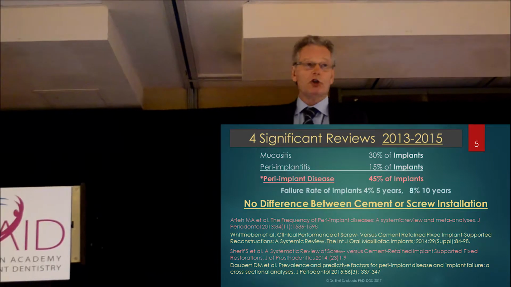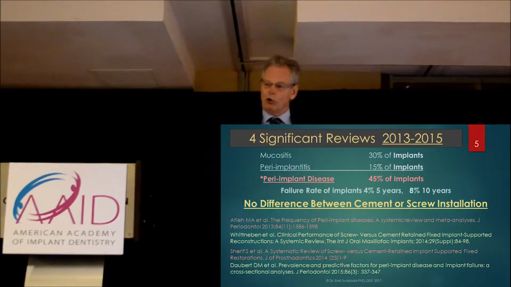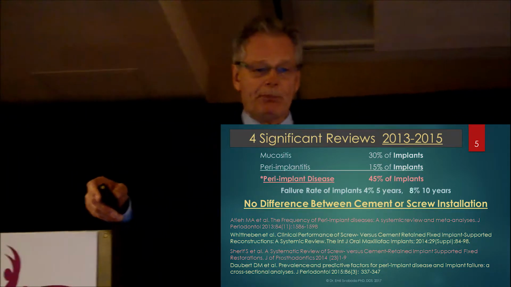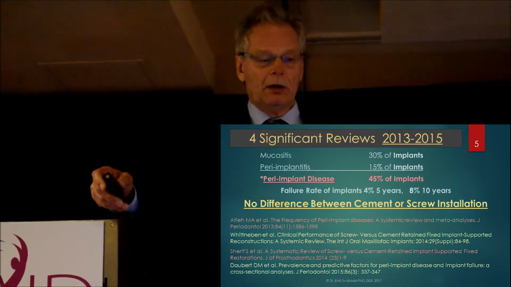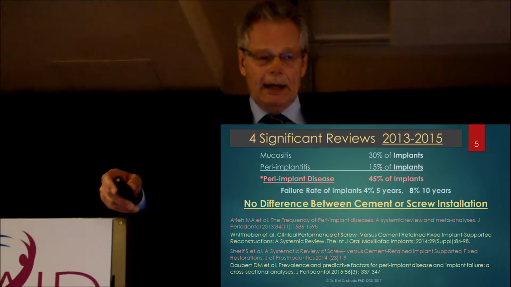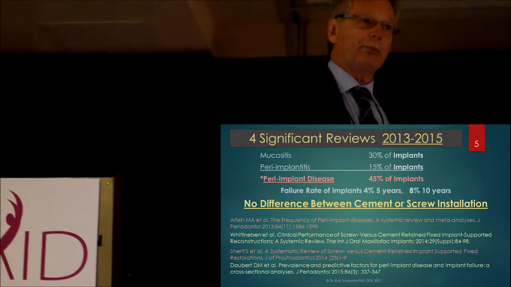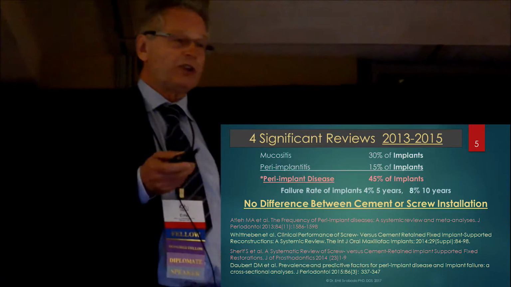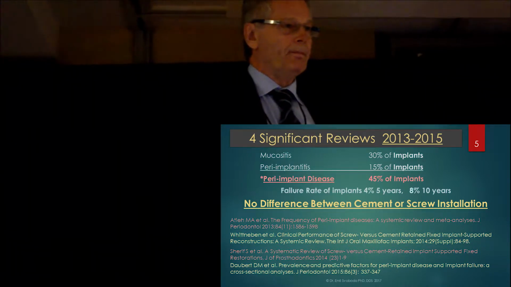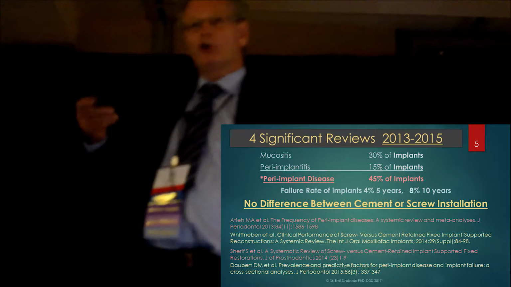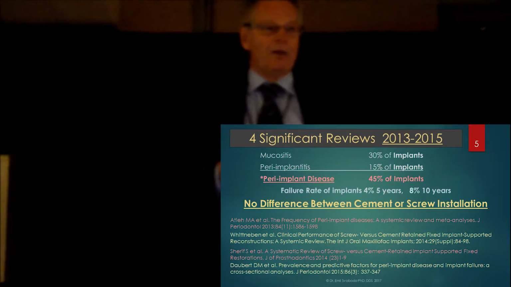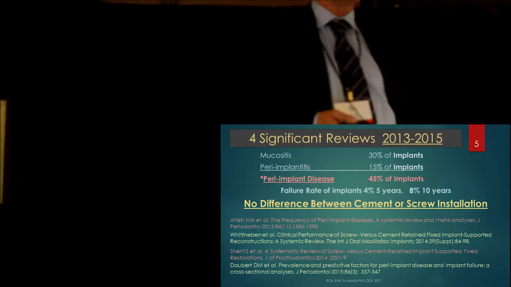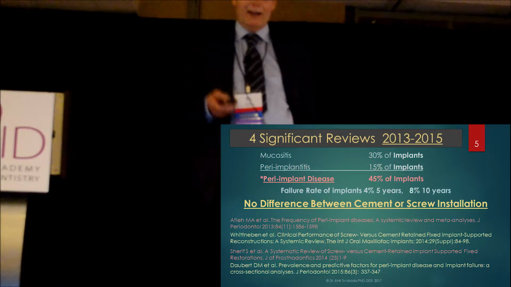The last 4 significant reviews with thousands of implants show that we have a mucositis rate of approximately 30% and a peri-implantitis rate of about 15%. So according to the words of Wilson, that makes peri-implant disease about 45% of implants. And we often have to wonder, because there's no difference between cement-in and screw-in. Those who push for the screw-in technique, we have to ask ourselves what's causing their complications. Because there's no cement, they can't blame it on cement, so what's causing it? I hope to answer that today.